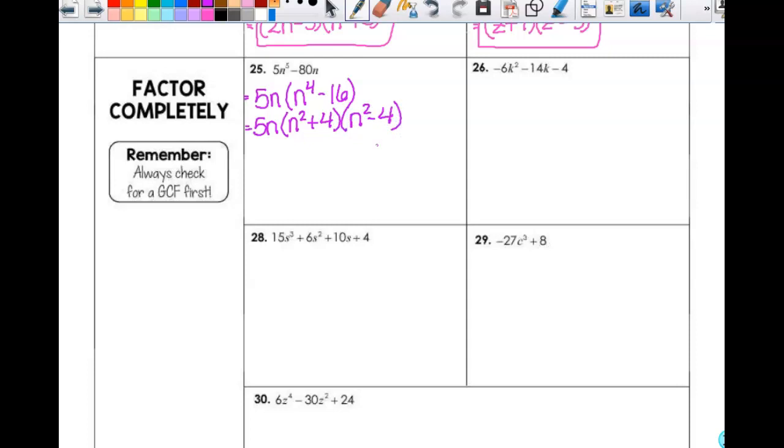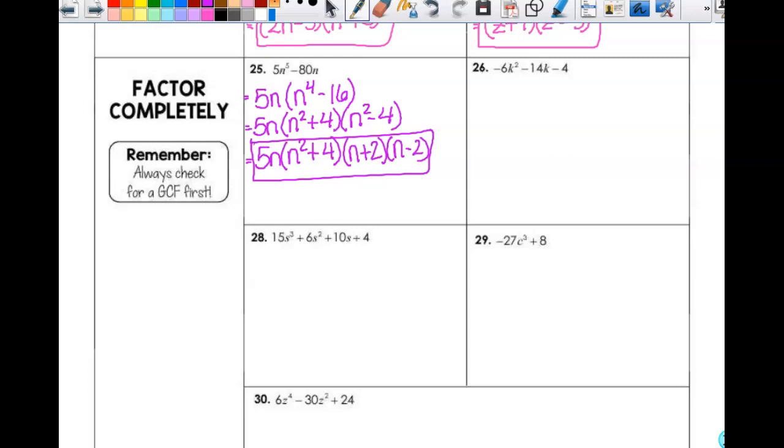Can I factor it more? Yes. So this becomes 5n. I can't do anything with the n squared plus 4 because that's the sum of squares and that doesn't factor. And then n squared minus 4 gives me n plus 2 times n minus 2. And I'm done. Always make sure it's factored all the way. If I lost you somewhere, ask me a question.